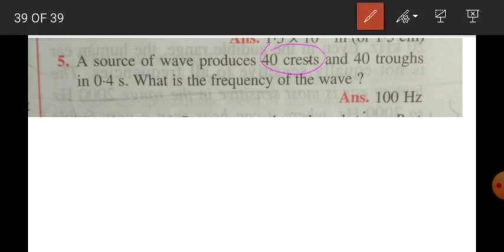Alright, check this one now. Source of wave produces 40 crests and 40 troughs in 0.4 second. What is the frequency of the wave? Okay, now let's solve this one.